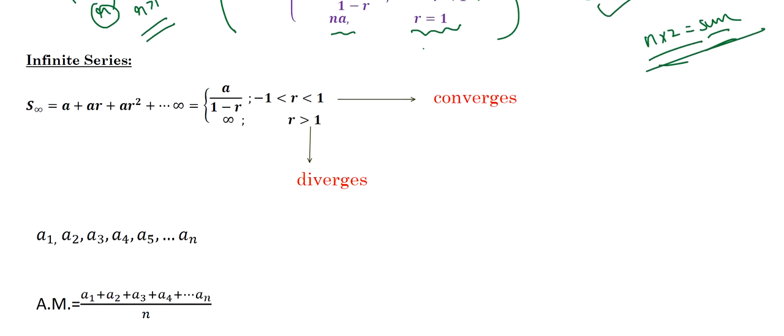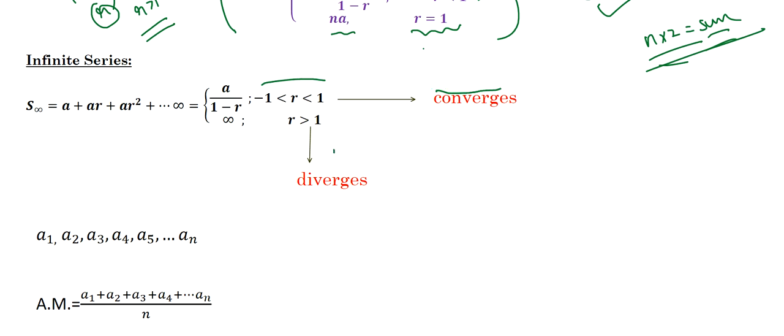Right. So now the infinite series. Again, this is a geometric series only, but a geometric series of infinite terms: a, ar, ar square, up to infinity. If it is an infinite series and the r value lies between minus 1 and 1, then the series will converge. Which means the r value has to be between minus 1 and 1, less than 1 in magnitude. Then the series will converge, and if it's greater than 1, then it will diverge.